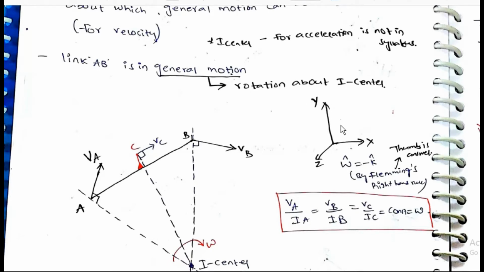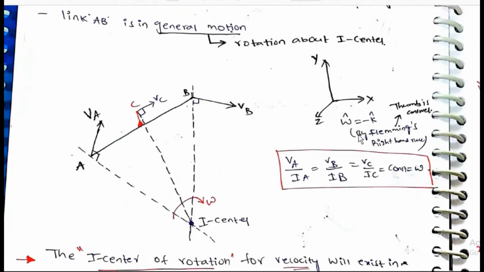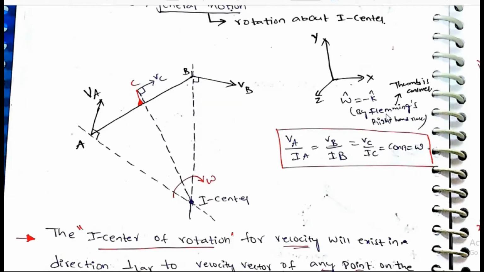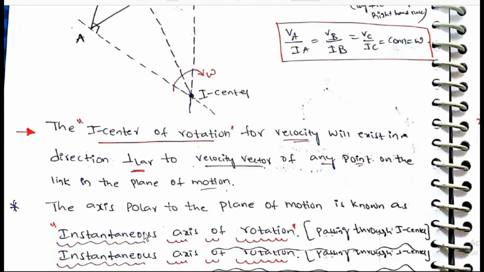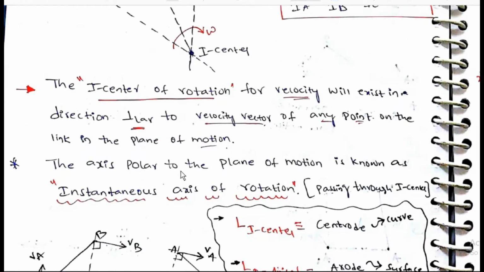Rotation about I center: omega vector is equal to minus k cap by Fleming's right hand rule. VA by IA is equal to VB by IB is equal to VC by IC is equal to constant, omega. The I center of rotation for velocity will exist in a direction perpendicular to the velocity vector of any point on the link in the plane of motion. The axis perpendicular to the plane of motion is known as the instantaneous axis of rotation and passes through the I center.